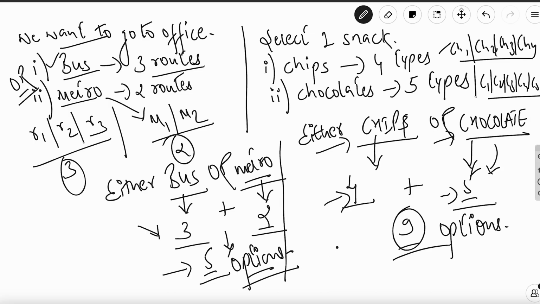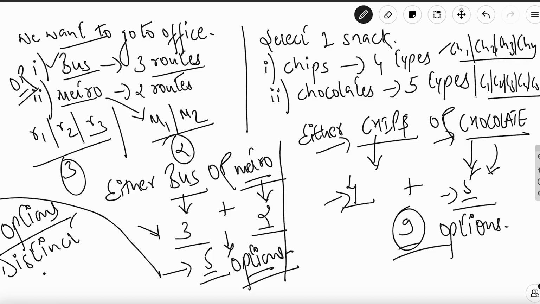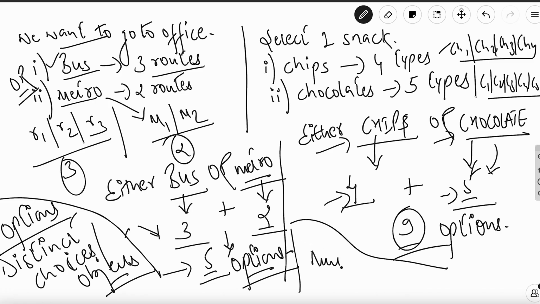One thing to remember here is that all these options we are talking about are distinct objects, distinct choices. All these objects are basically mutually exclusive. Why? Because these choices are distinct. Another way of putting it, these are mutually exclusive choices. There is no resemblance between any one of them. All of them are distinct.